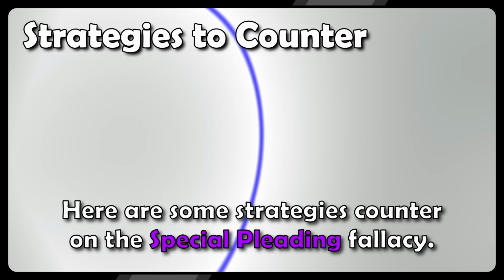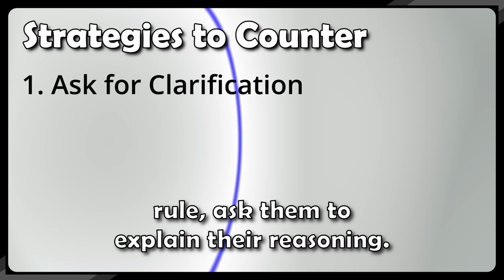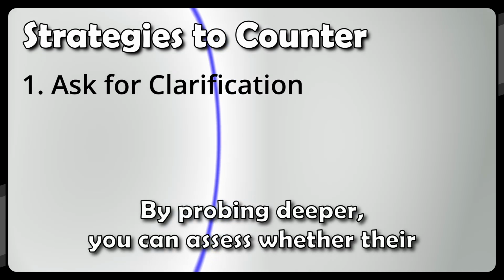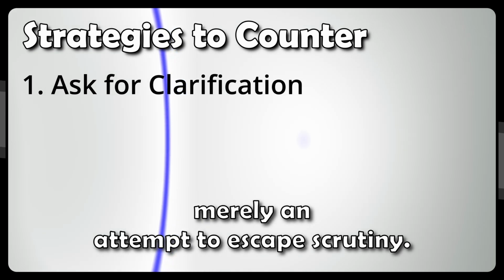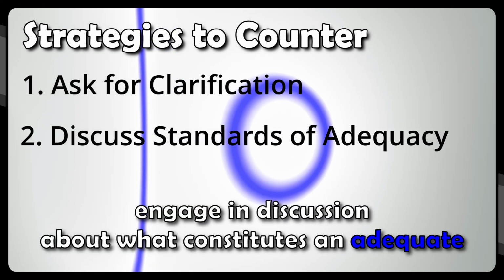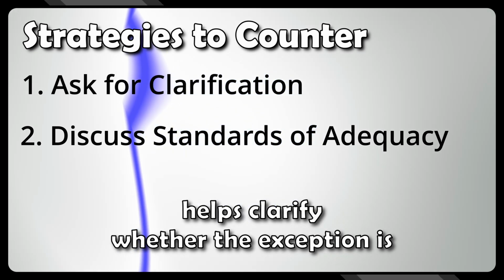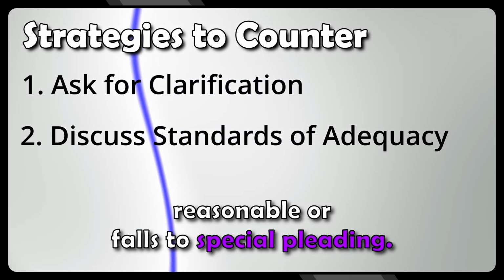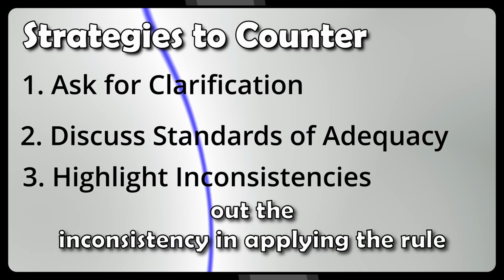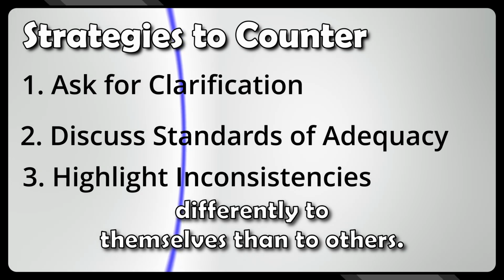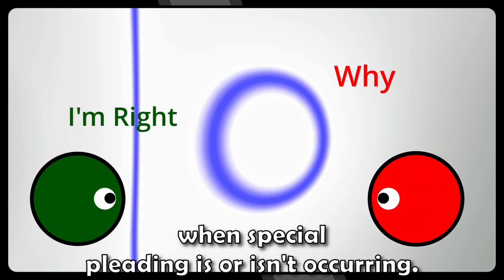Here are some strategies to counter the special pleading fallacy. If someone claims an exception to a rule, ask them to explain their reasoning. By probing deeper, you can assess whether their justification is based on consistent principles or is merely an attempt to escape scrutiny. Secondly, engage in discussion about what constitutes an adequate justification in the given context. This helps clarify whether the exception is reasonable or falls into special pleading. Lastly, if the justification seems weak or arbitrary, point out the inconsistency in applying the rule differently to themselves than to others.